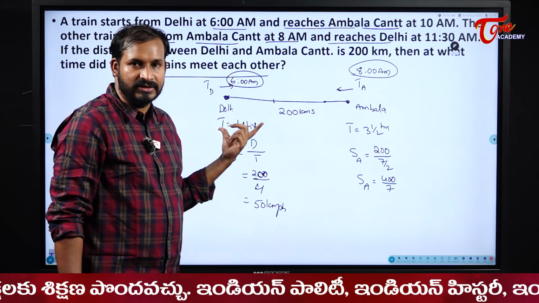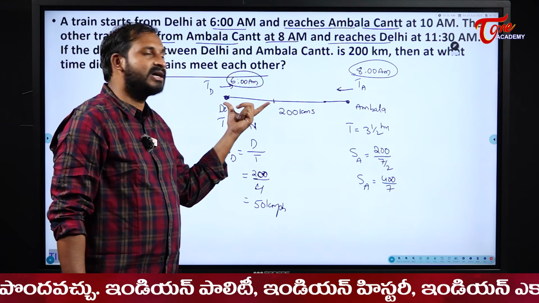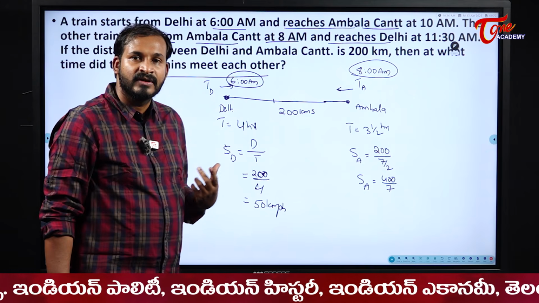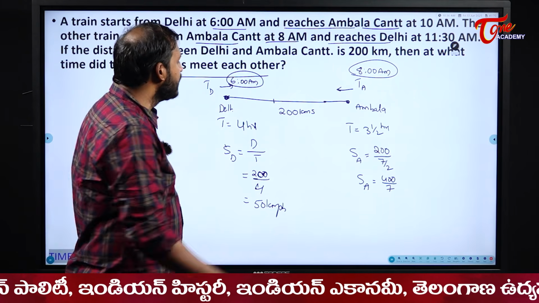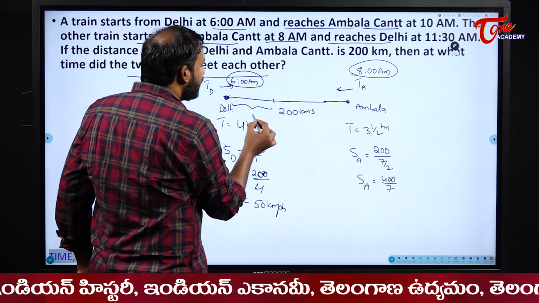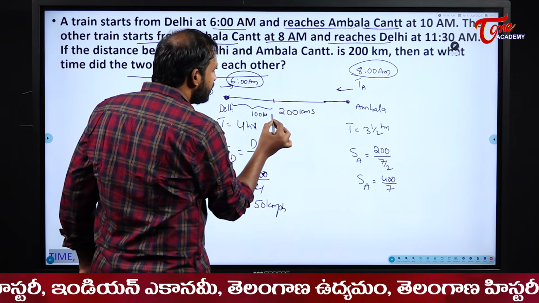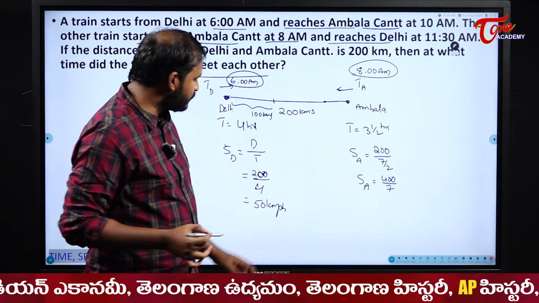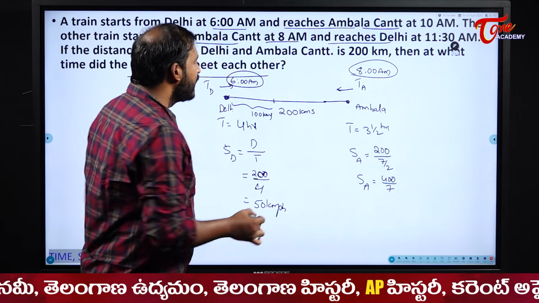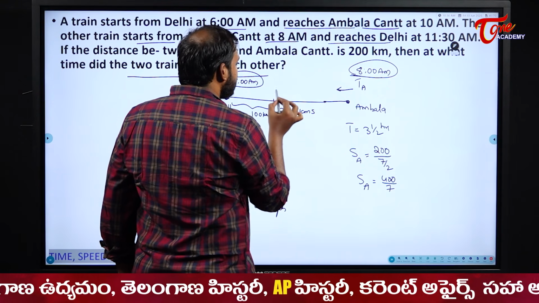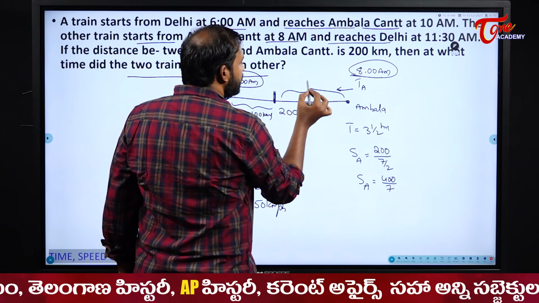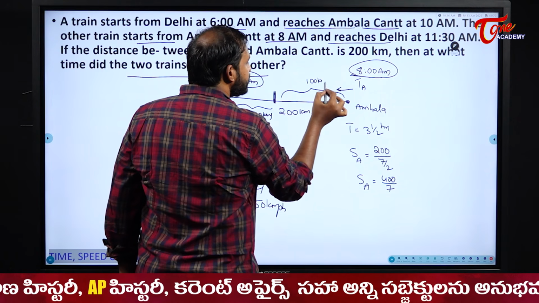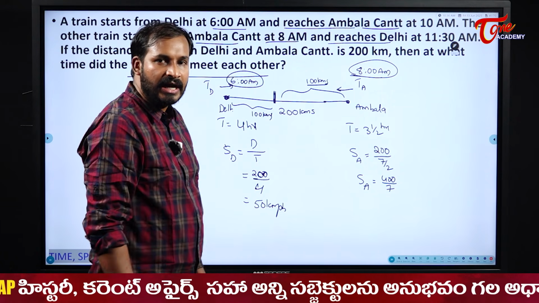That means in 2 hours, what is the distance covered by my train from Delhi? It will cover 100 kilometers. So now at 8 a.m., what is the distance between the two trains? At 8 a.m., the distance between the two trains is 100 kilometers.